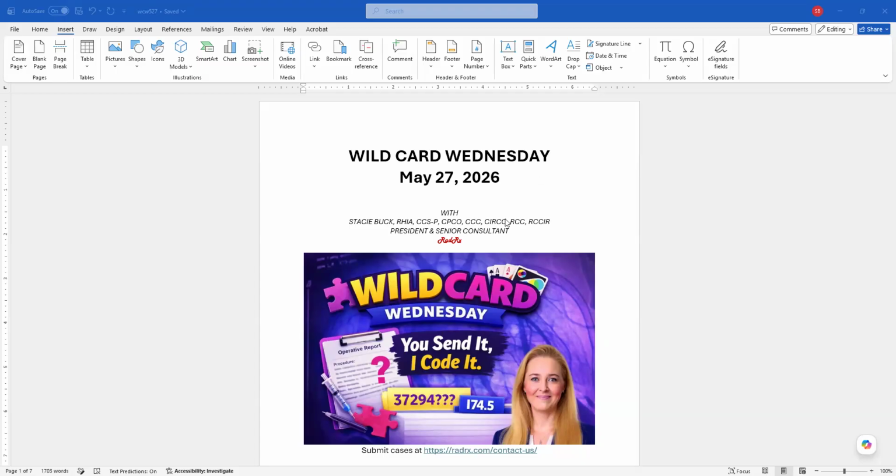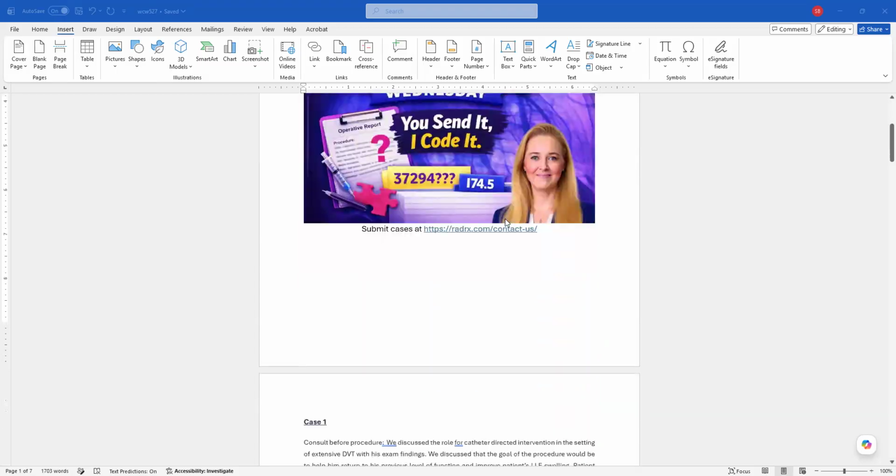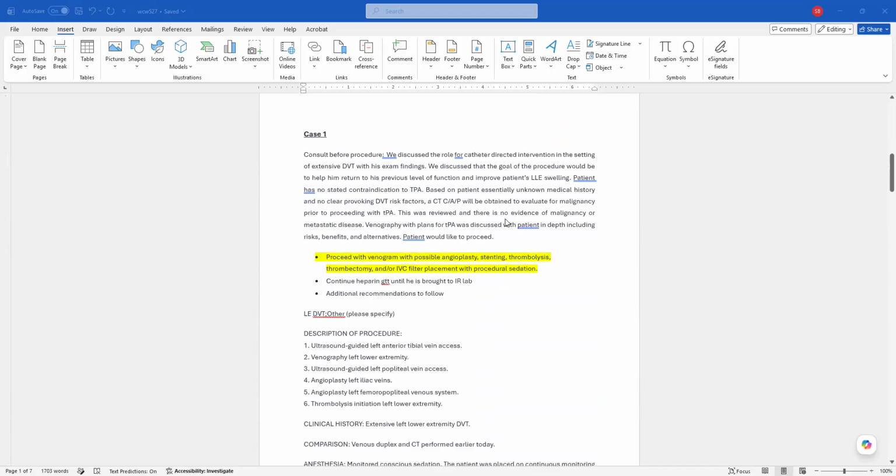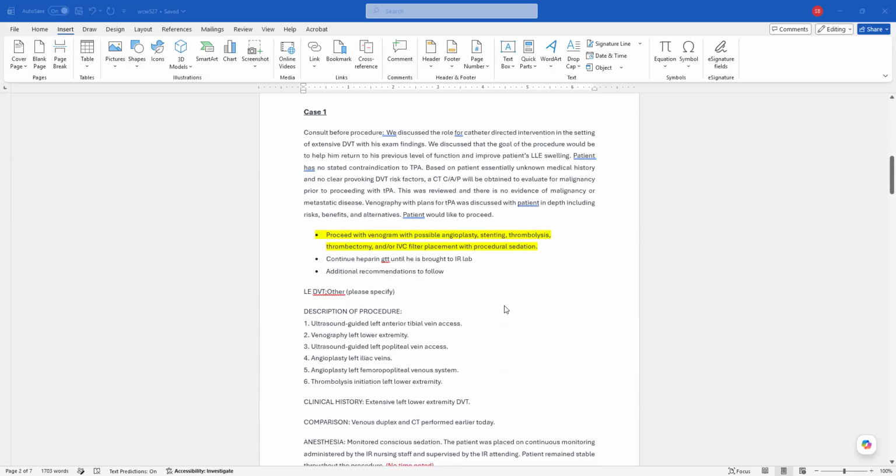Okay, so let's jump into our two cases for this week. In our first case here, the person sent in information about a consult that was done before the procedure. The specific question that was asked for this case was about the two access points in the procedure. Can we bill the ultrasound guided vascular access twice?